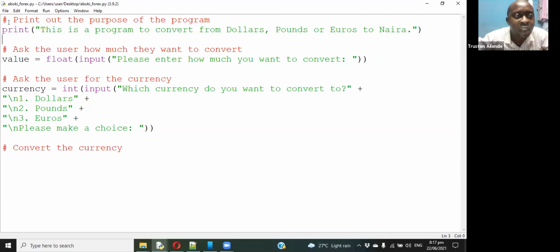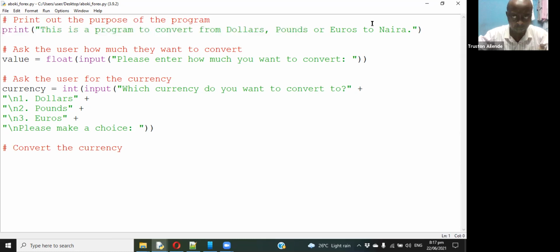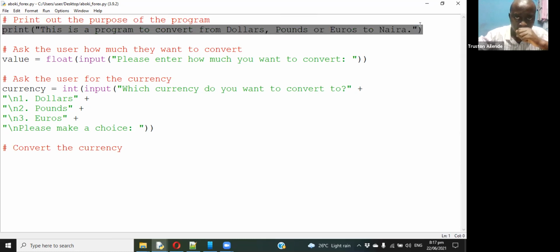Now, this first line is a comment. What the comment does is it documents what the next line is for. This next line will just print out what is in between this. It will say, this is a program to convert from dollar, pounds, or euros to naira.